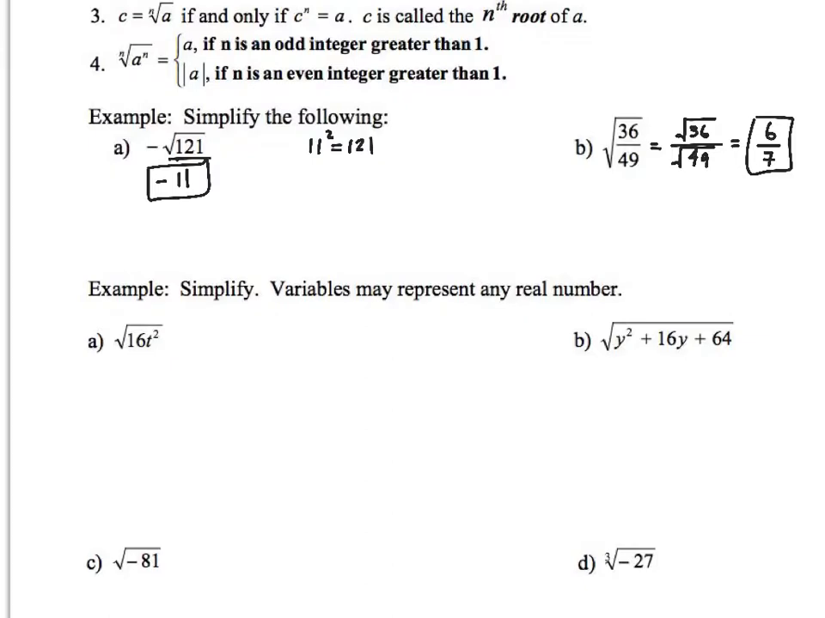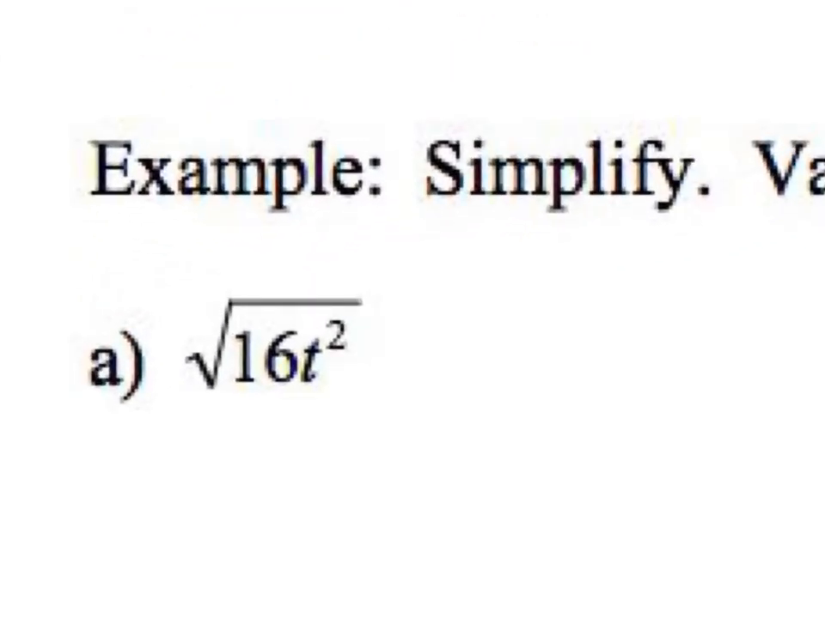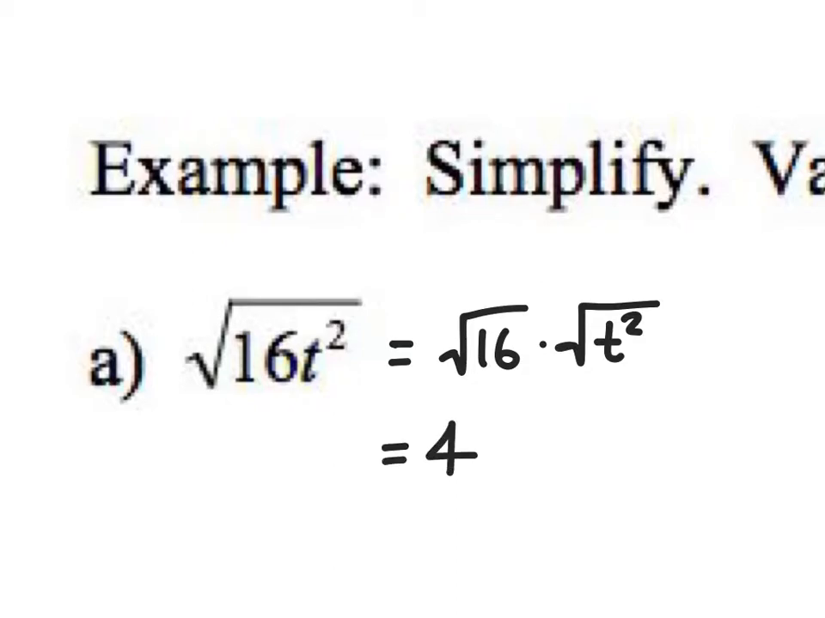Now, what I can do, if I have the square root of 16t squared, I can rewrite this as the product of two square roots. I can say the square root of 16 times the square root of t squared. That's what I typically want to do when I'm separating these. The square root of 16 is just going to give me 4, but if I take the square root of t squared, this is going to give me t.